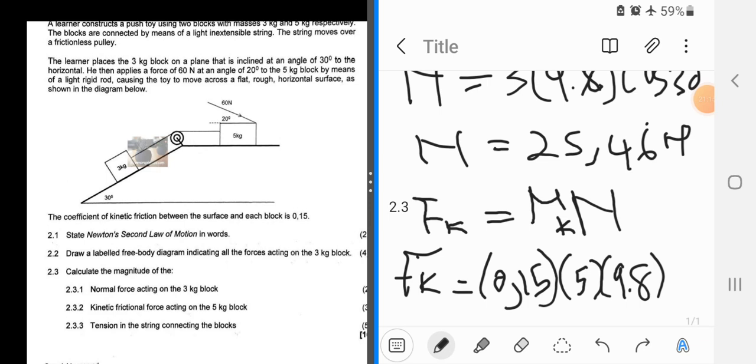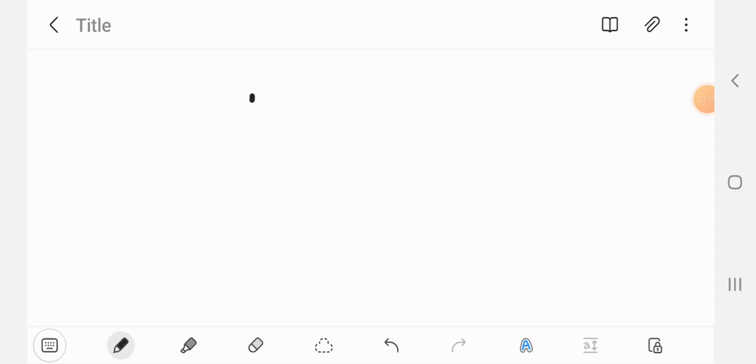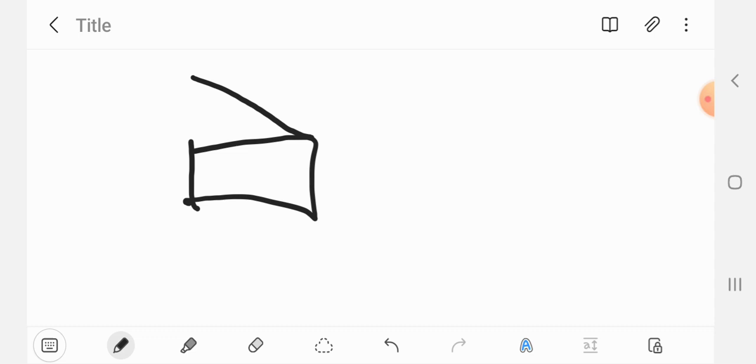Remember, when we are trying to calculate normal force, when something is being pulled at an angle, now the 5 kg block is being pulled at an angle. So we have to include the 60 and the sine 20. Let me just try to show you. The 5 kg block is being pulled at an angle. We have 20 here, and then here it's 60 newtons. We need to find this part with the dotted line.